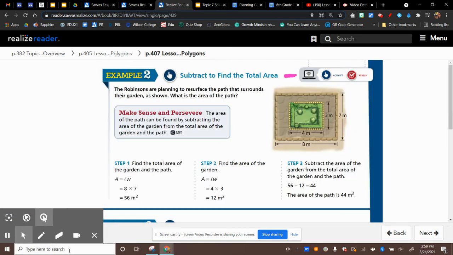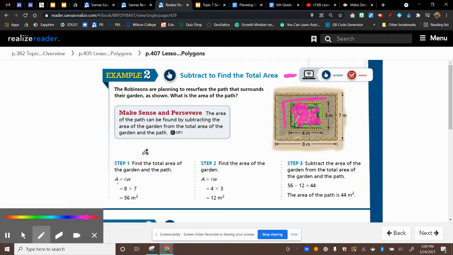Okay, in example 2, it says to subtract to find the total area. So the Robinsons are planning to resurface the path that surrounds their garden as shown. What is the area of the path? If you take a peek at this picture, you can see that the pathway is in here, and there is a section in the middle that is my garden. And so that part is going to get taken away from the total area.